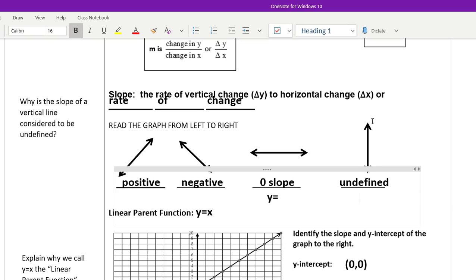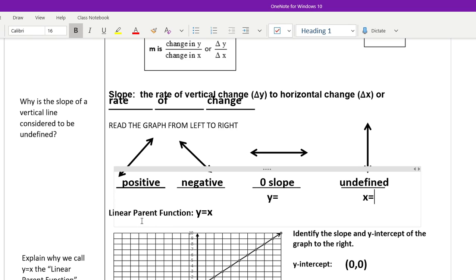And then our vertical line. When we're dealing with a vertical line, it is undefined because our x is never changing. Our x is always some value. So we use the x-intercept for our equation, plugging in whatever value our x-intercept is.